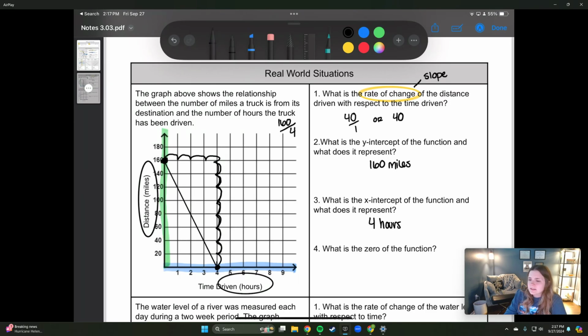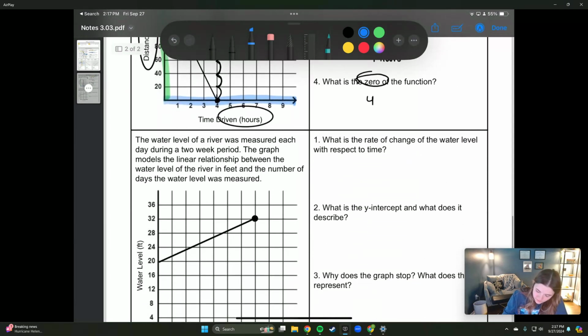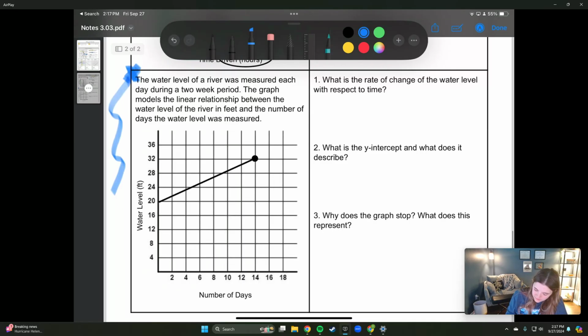That last question, what is the 0 of the function? Well, remember, the x-intercept and the 0 are the same thing. So if 4 hours is your x-intercept, your 0 is also 4. Alright, and you're going to try that last one on your own. Remember, you're using this graph here to answer these questions.